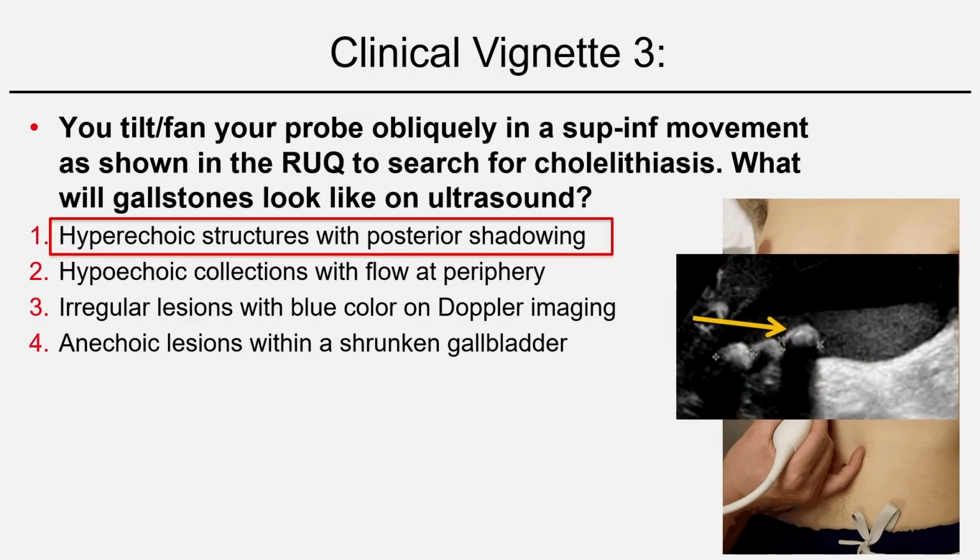And you're absolutely right. They will be hyperechoic stones that will be mobile on scanning. If you change patient position from supine to left lateral decubitus, you can actually see adjacent sludge that has built up adjacent to the gallstones, but there are multiple rounded hyperechoic gallstones with posterior shadowing due to poor beam penetration.